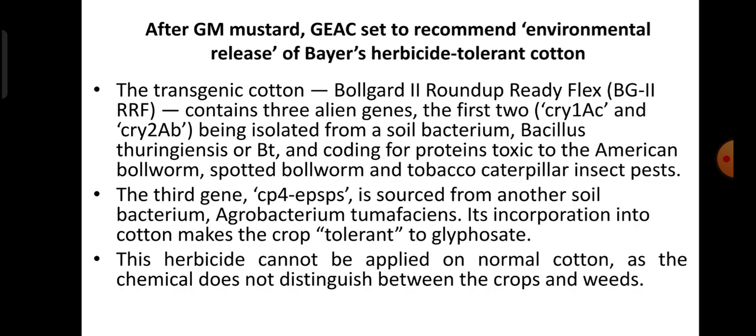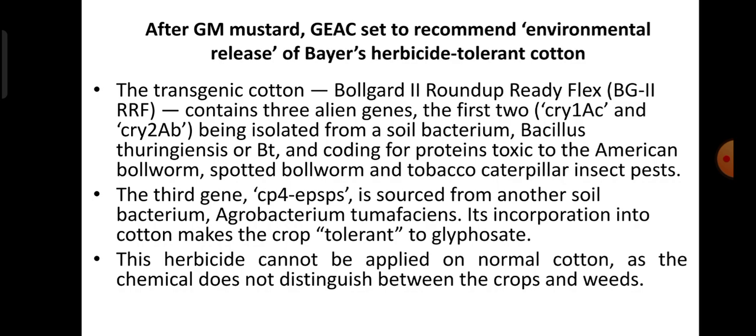Transgenic cotton Bollgard 2 Roundup Ready Flex, named BG2 RRF, contains three alien genes. The first two, Cry1Ac and Cry2Ab, as before, are isolated from the soil bacterium Bacillus thuringiensis or Bt, and code for protein toxin to the American bollworm, spotted bollworm, and tobacco caterpillar insect pests. This is all about Bollgard cotton, which is already in the market, and that is for pest resistance.